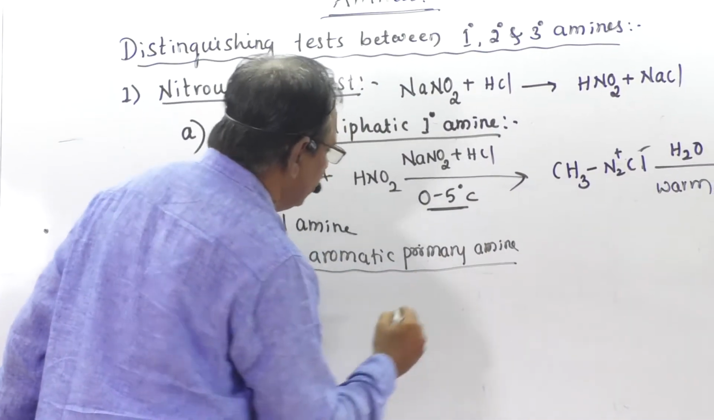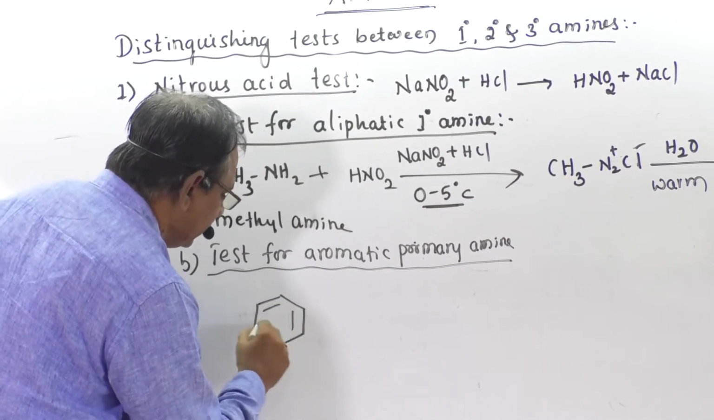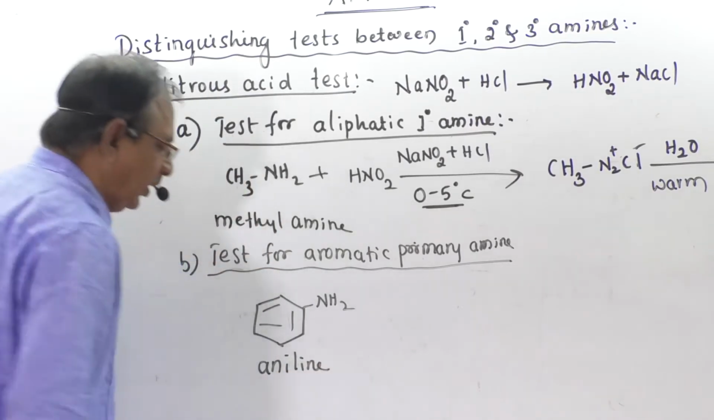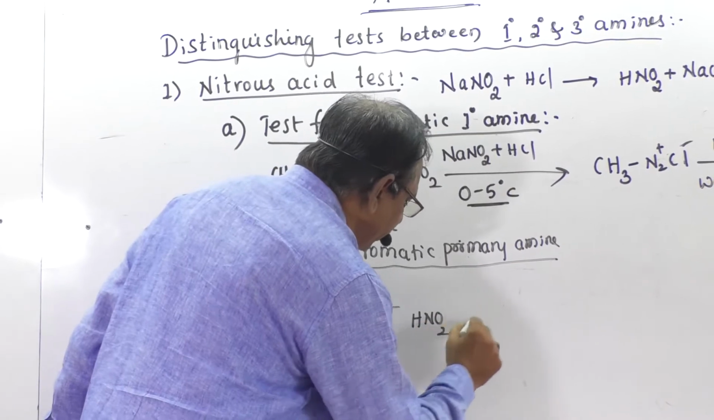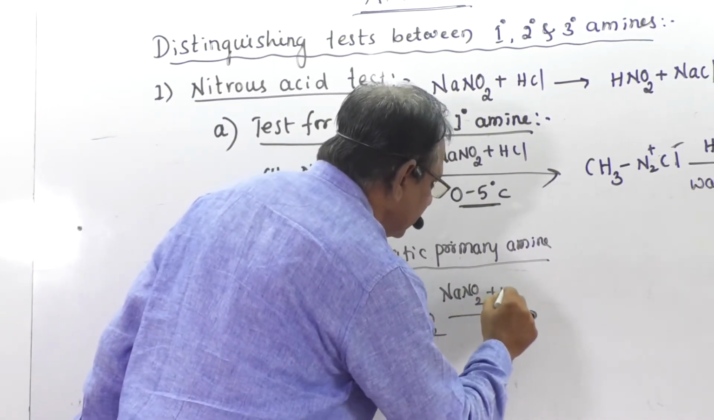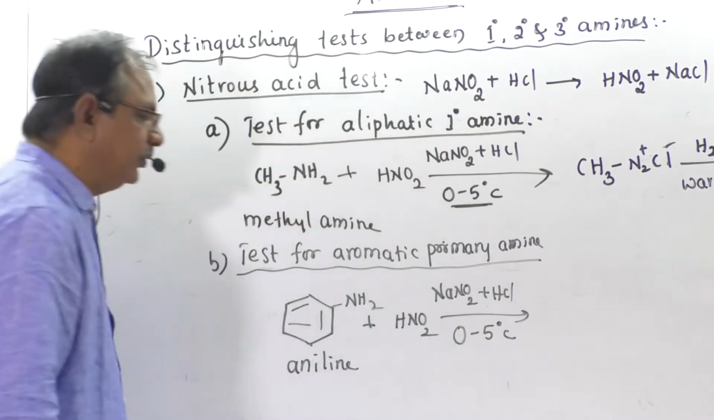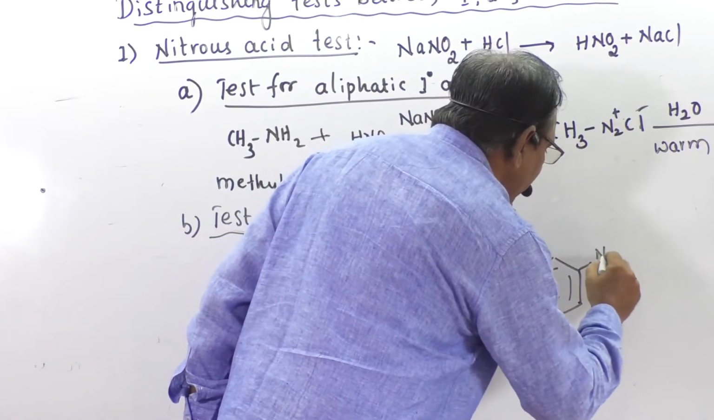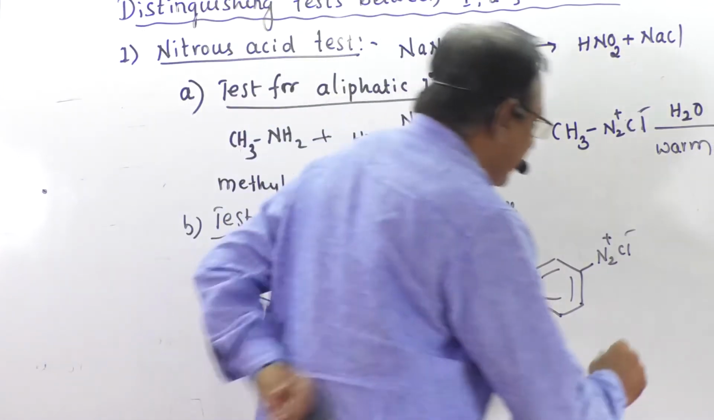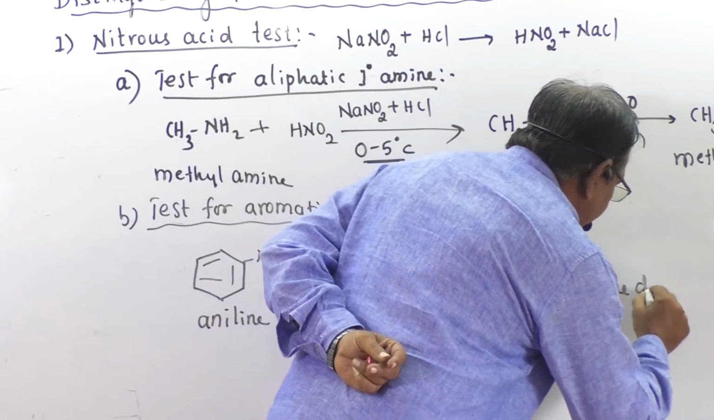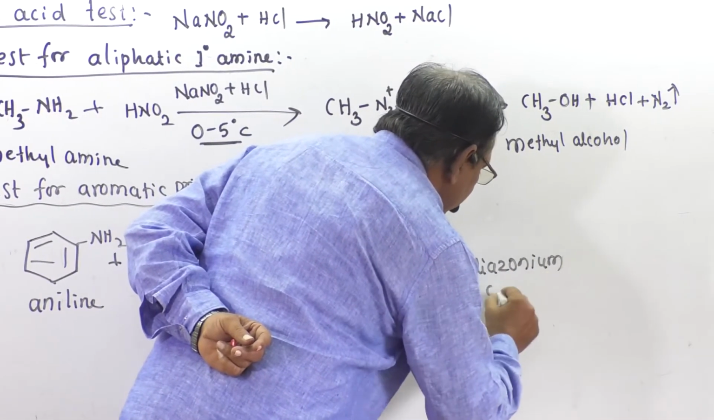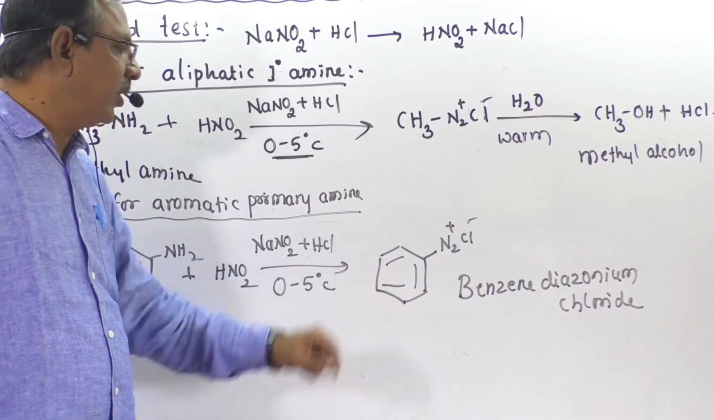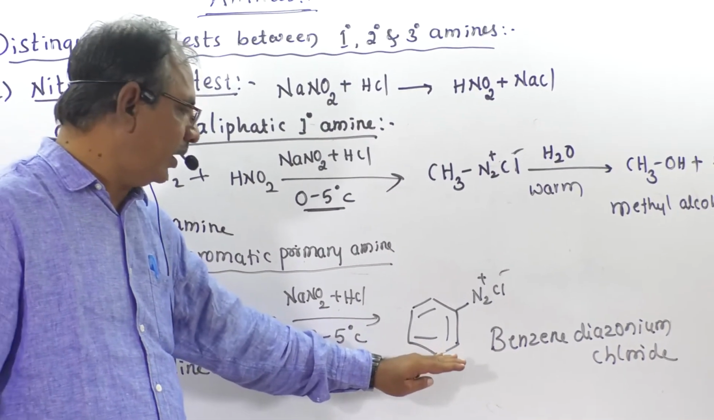Here one aromatic primary amine is C6H5NH2, called aniline. Aniline is treated with nitrous acid, prepared by NaNO2 plus HCl. Again the reaction takes place at 0 to 5 degrees Celsius to form C6H5N2+Cl-, called benzene diazonium chloride. Benzene diazonium chloride is a very important reagent for the preparation of many aromatic organic compounds.